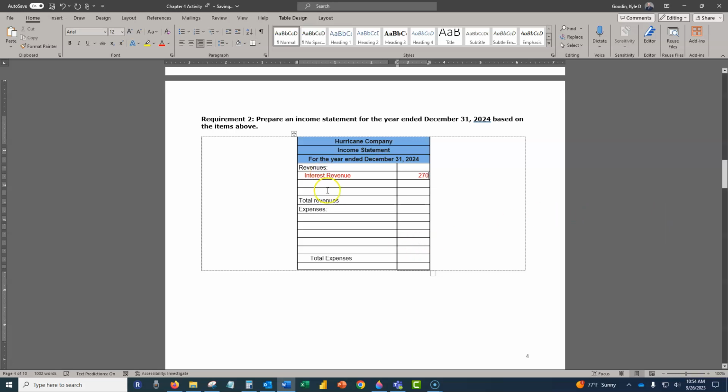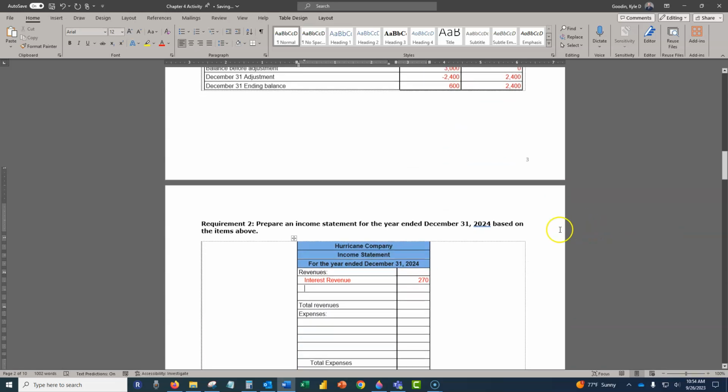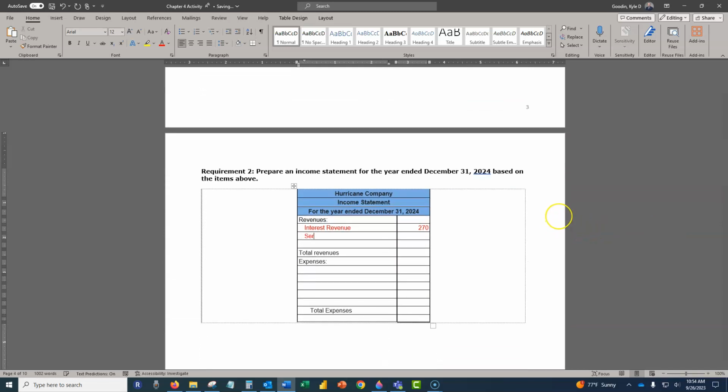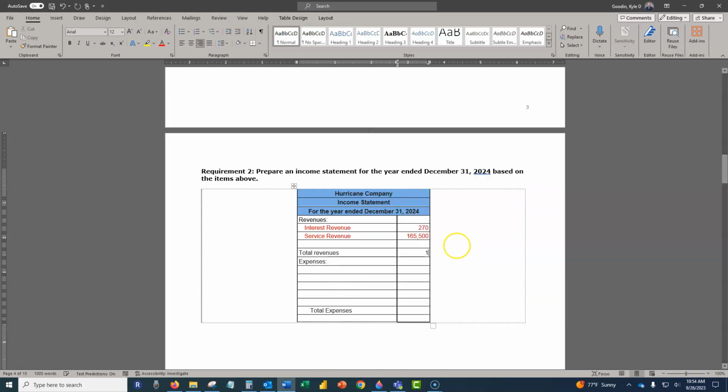Okay. And then we had service revenue right here for $165,500. Okay. What that's going to give us is total revenues of $165,770. Okay.